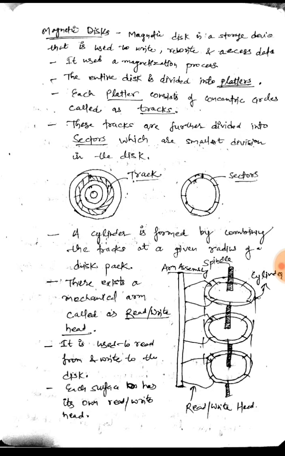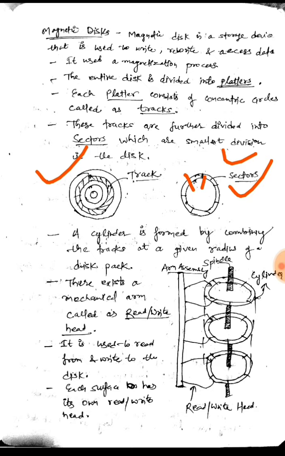Each platter consists of concentric circles called tracks. As shown in the figure, there are several tracks on every platter which are concentric to each other. These tracks are divided into sectors, which are the smallest division in the disk. So this is the smallest memory division in a disk, that is the sector. There are multiple platters, then platters are divided into tracks, then tracks are divided into sectors.